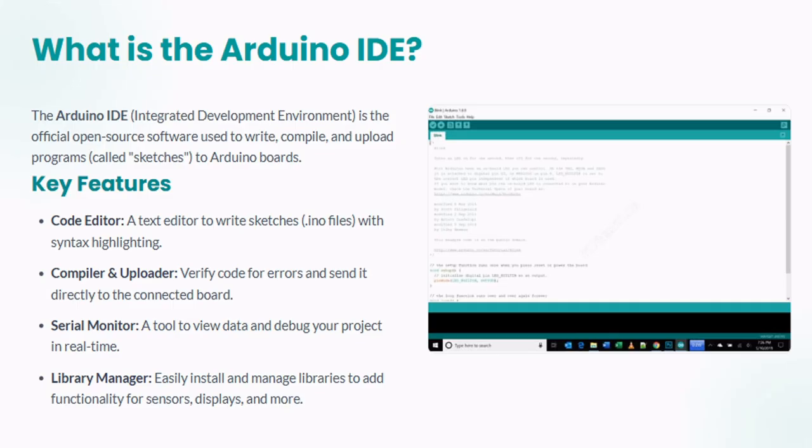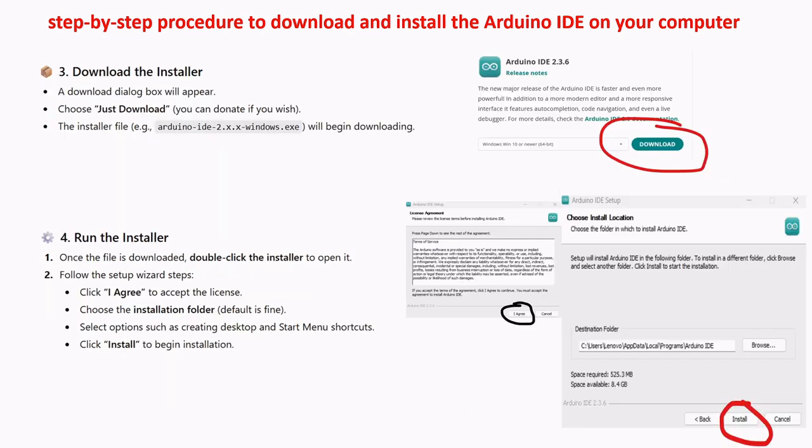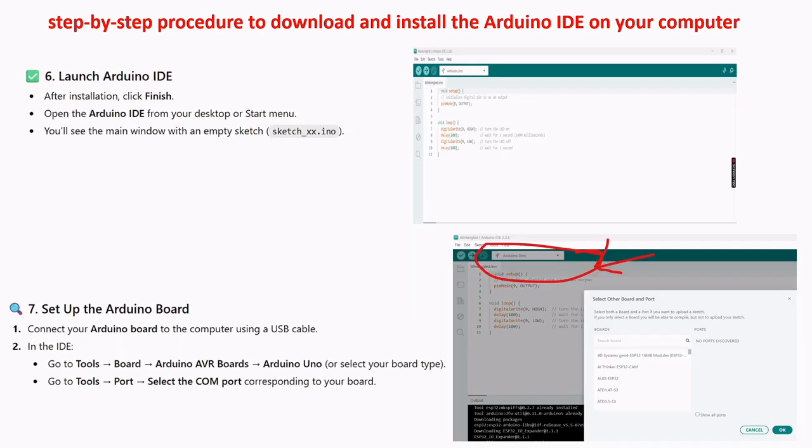To begin, we first need the Arduino IDE installed on our system. You can download it from the official Arduino software page. The steps to install it are clearly explained in the presentation, guiding you through a step-by-step procedure to download and set up the IDE on your computer. Once installation is complete, we'll be ready to write and upload our first program.